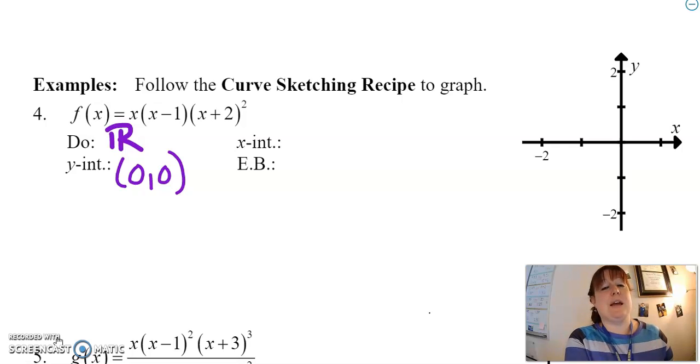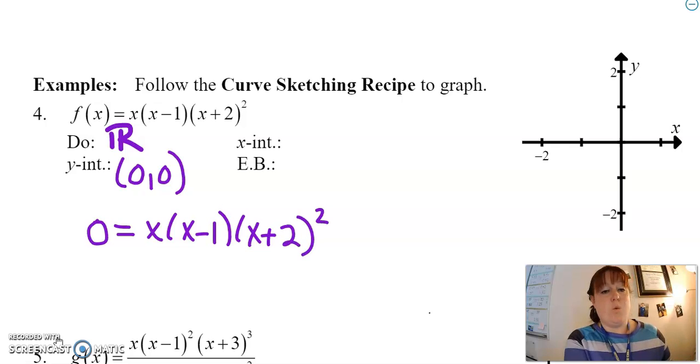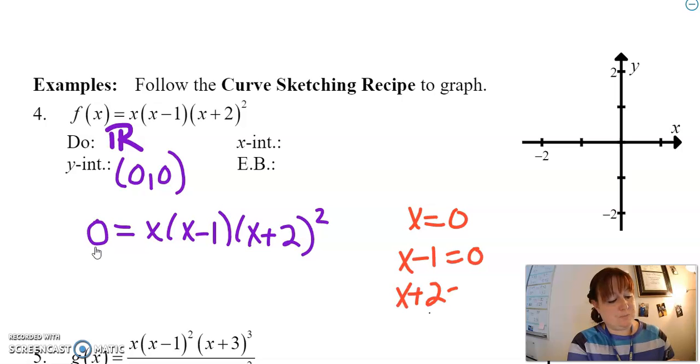What about my X-intercept? The X-intercept's a little trickier. I have to set y equal to 0 and then solve for the x values that create that. Remember, when I have something factored like this equal to 0, I just set each one of the factors equal to 0. So I say x equals 0, x minus 1 equals 0, x plus 2 equals 0. All right, so I have either x equals 0, x equals 1, or x equals negative 2. Those are my three options. Those are my three intercepts.